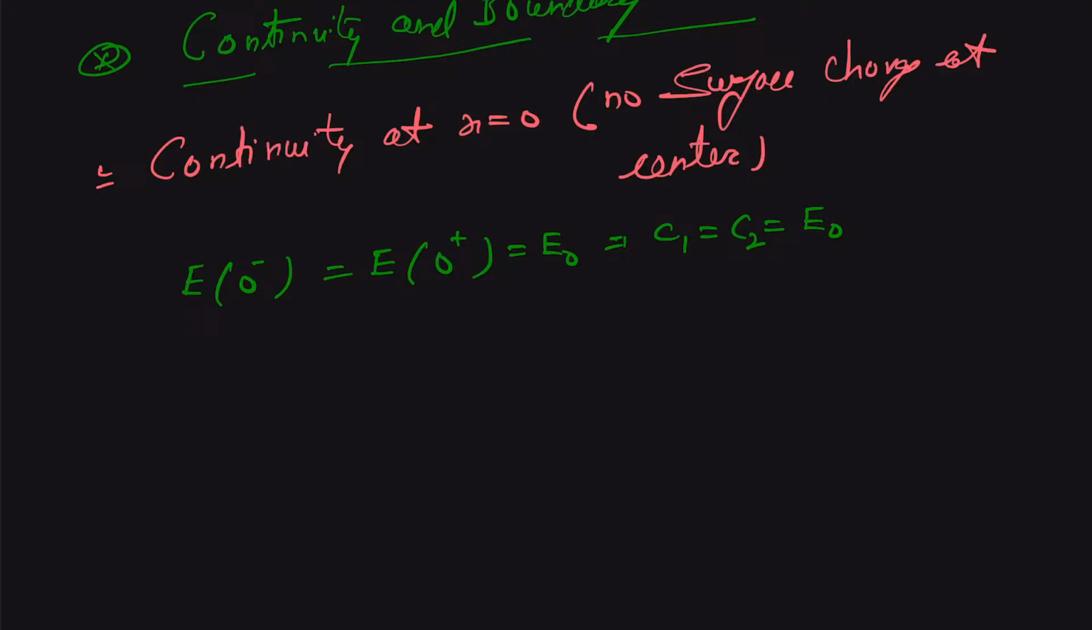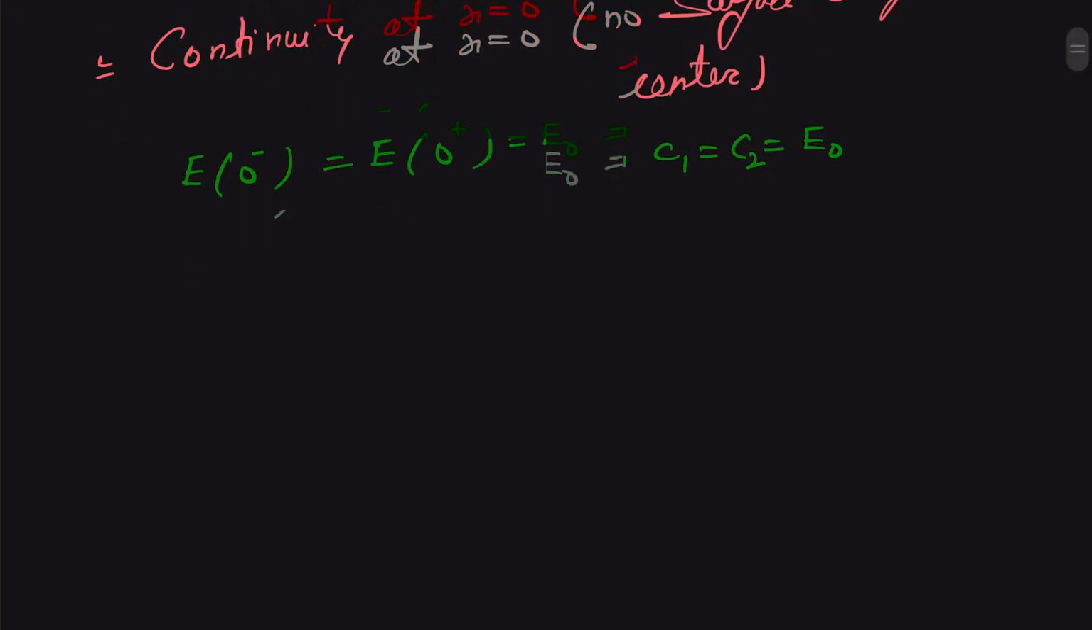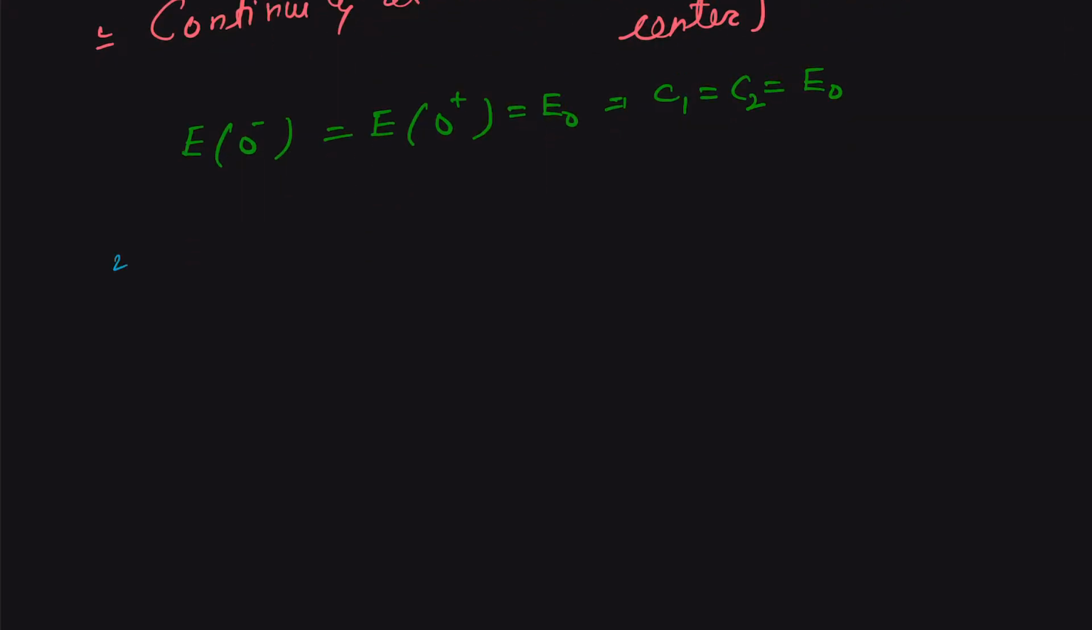And then we come to the extreme edges, that is plus A and minus A, and we know that the value of electric field at plus A and minus A is equal to 0. So the field is equal to 0 at x is equal to plus minus A, or from here we can say there is no charge outside.